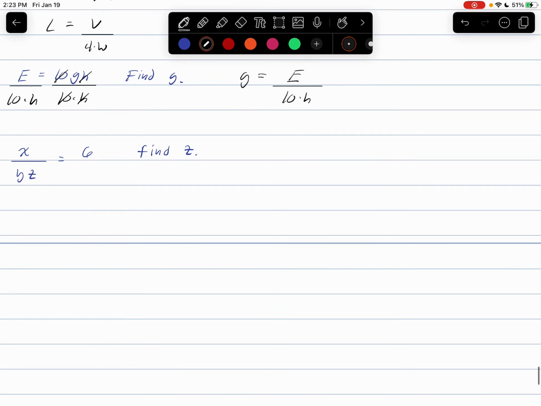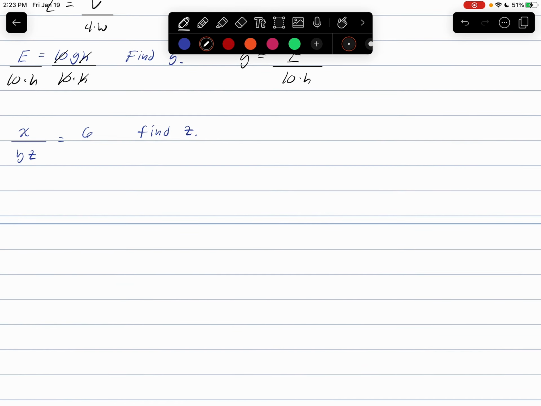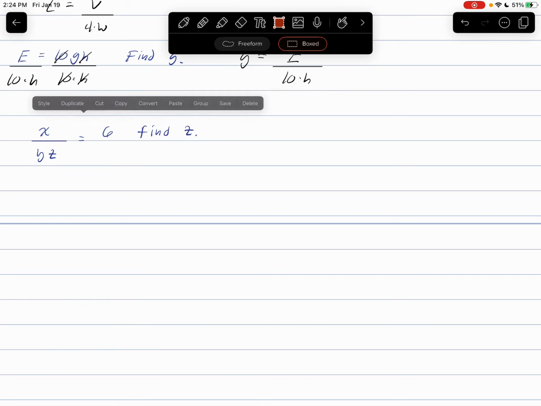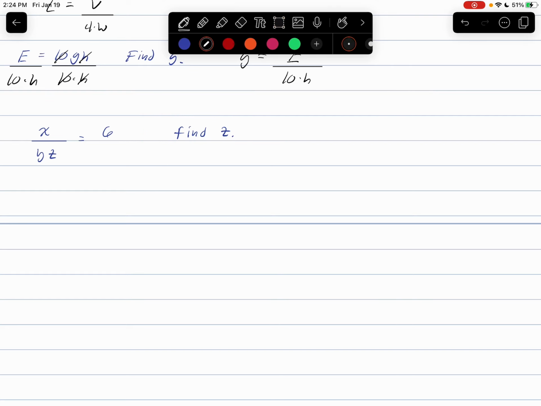Okay. Now let's take a look at this one. This one's a little bit more complicated, but still not too bad. Okay, we're going to have to do this in a couple of steps here. We can't quite do this in just one step. Our goal here is to find Z when we have X divided by Y times Z equals 6. Okay, well, the first thing we probably want to do, I'm going to move this so I can have a little more space here, is we want to try to take the Z here out of the denominator. That's the first thing we want to do. That's going to make this whole thing quite a bit easier.